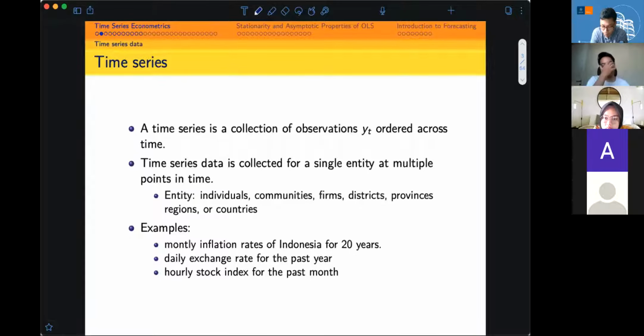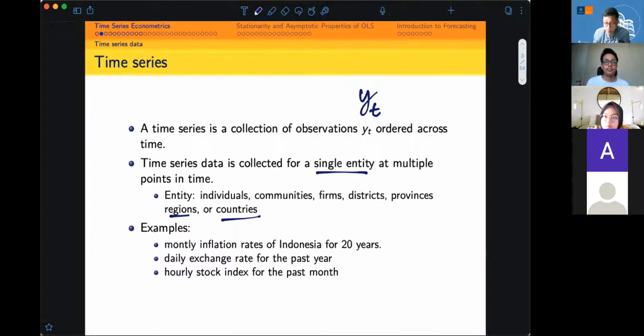All right, so I'm going to start with the definition of time series. A time series is a collection of observations ordered across time. We're going to use a particular variable called y, and then we're going to use subscript t to indicate the time period for the data. Time series data is collected for a single entity at multiple points in time. For example, individuals, communities, firms, districts, regions, or countries. These are examples of data that you can observe.